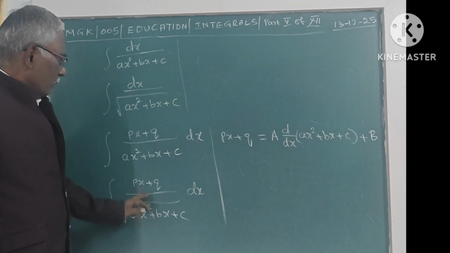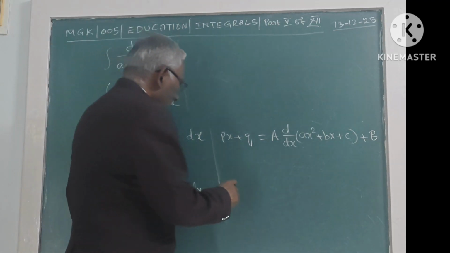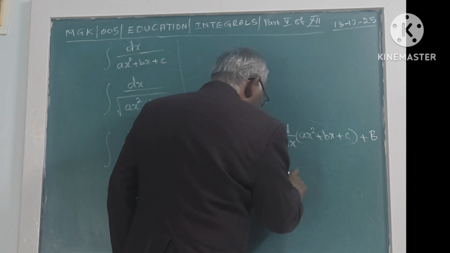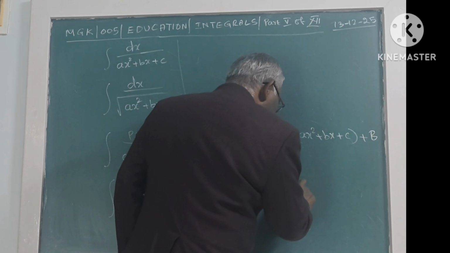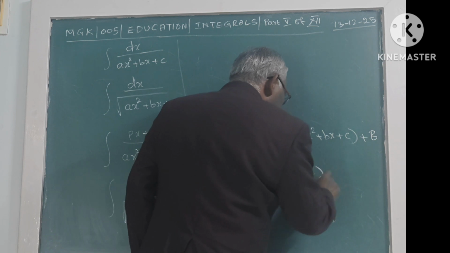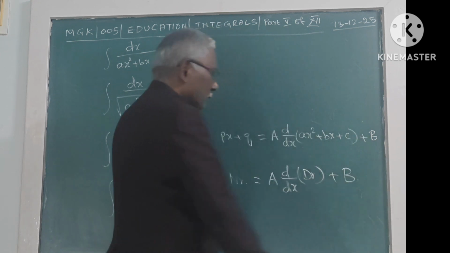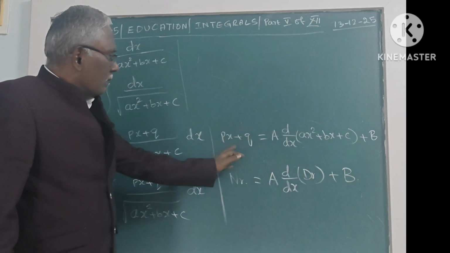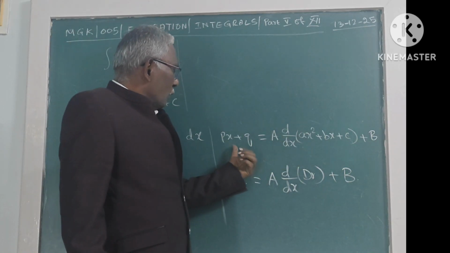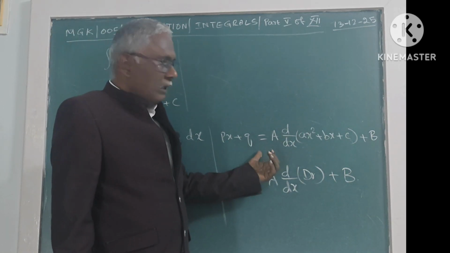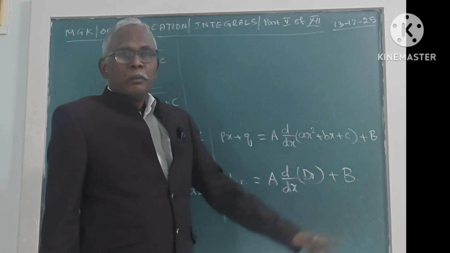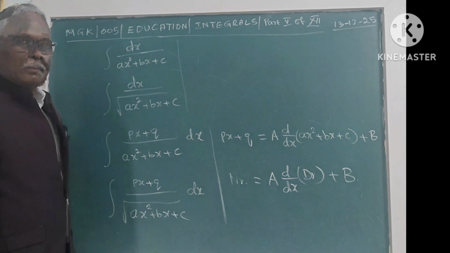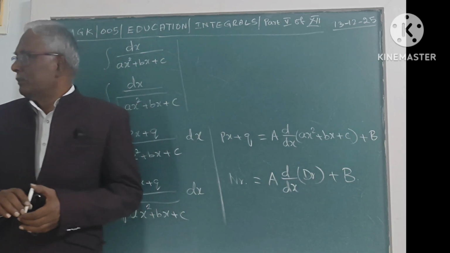In these two cases we have to take the numerator equal to a times the differentiation of the denominator plus b. Once you write like this and equate the coefficient of x and the constant term, get the values of a and b, then this will reduce to the formula form. That's what we are going to see today.